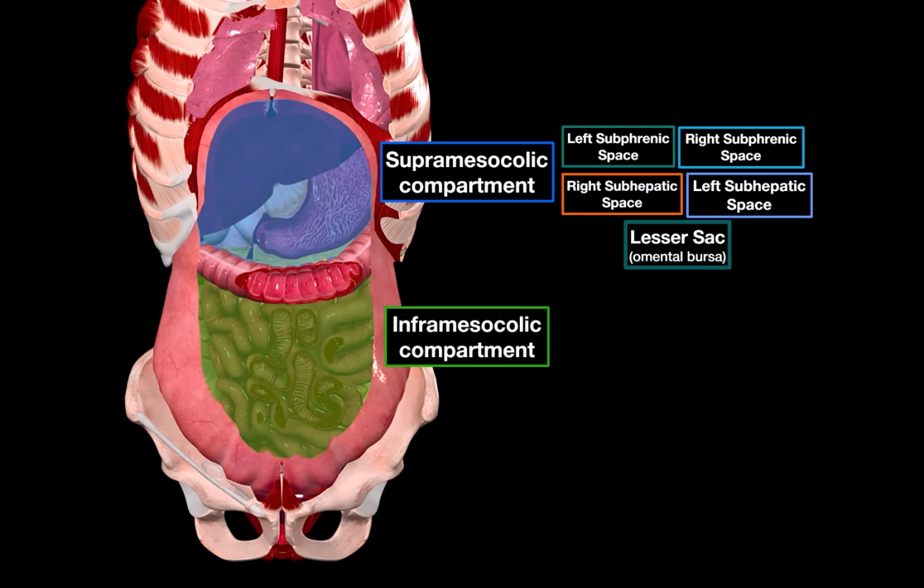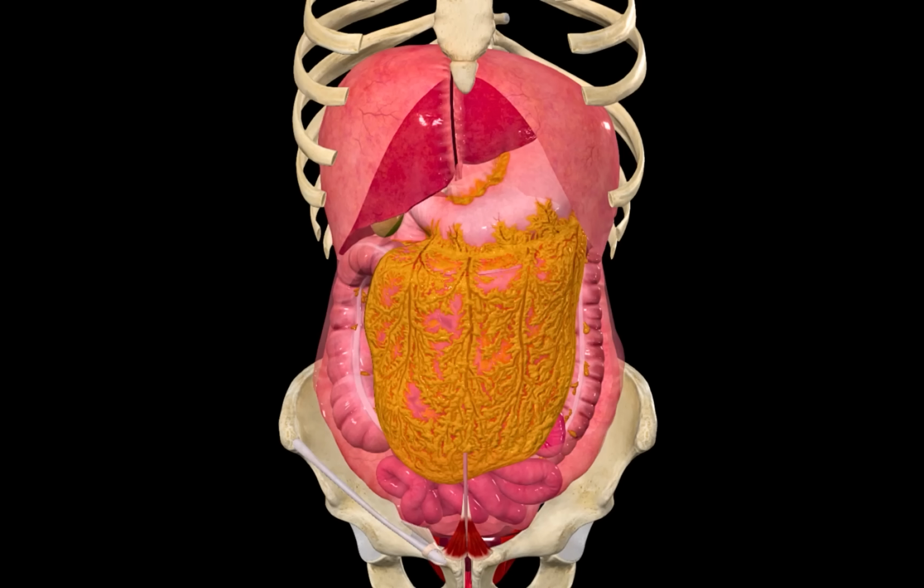Now let us move below the transverse mesocolon into the inframesocolic compartments. Let's just go through something again really quick. Here we see the anterior view of the abdomen. Between the liver and the stomach, there is the hepatogastric ligament, which is part of the lesser omentum. It connects the liver to the lesser curvature of the stomach.